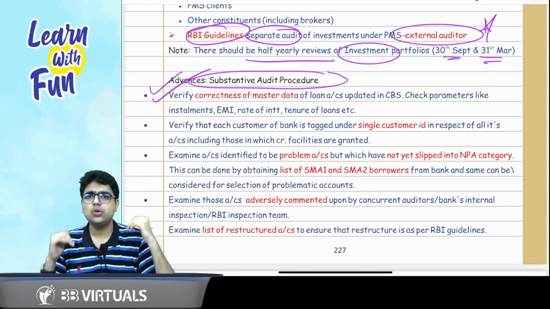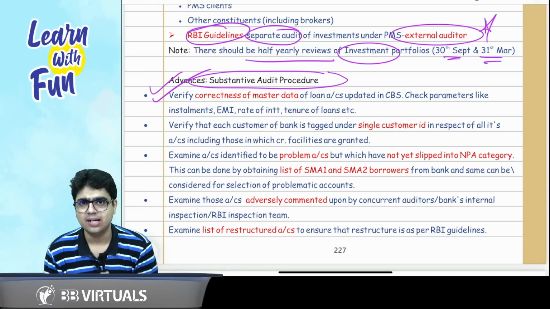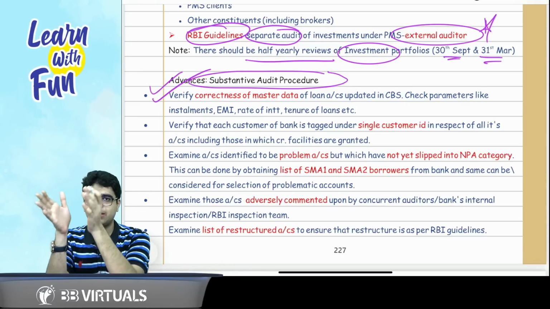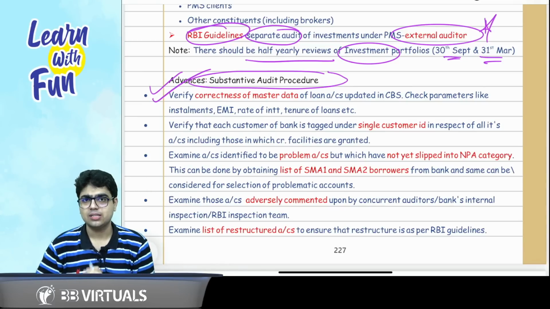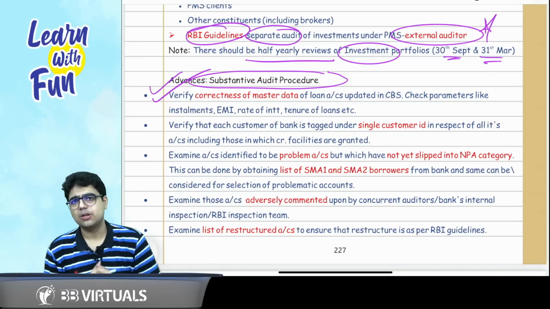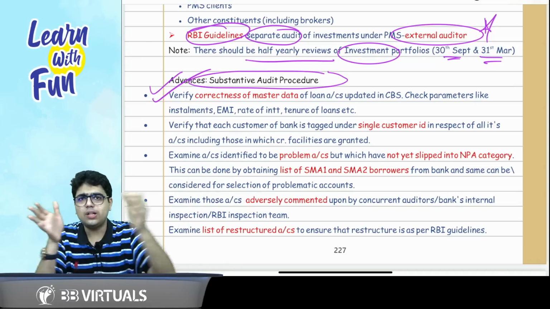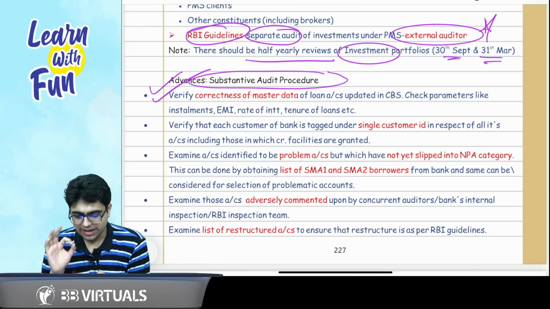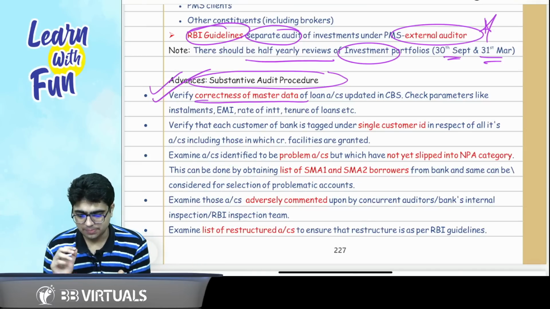First of all, you need to check the correctness of the master data. Sir, what do you mean by master data? Name of the person to whom you have advanced the amount, his PAN number, his Aadhaar number, his address, his bank account number, customer ID, all the details in a proper table. So verify the correctness of master data and check the parameters like installments, rate of interest, EMI, and tenure of loan.